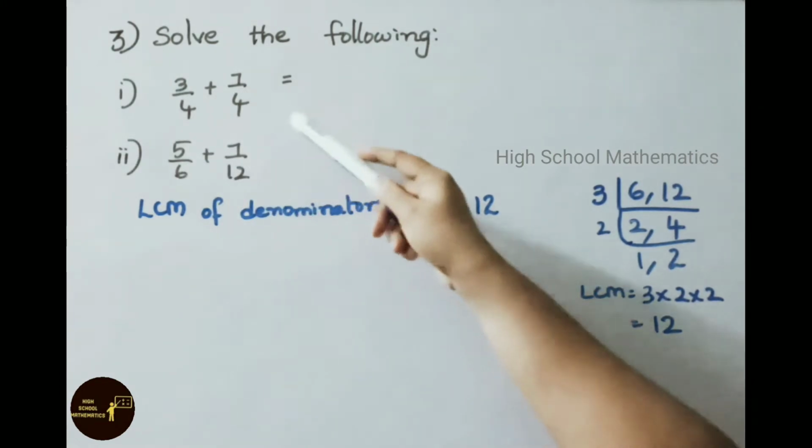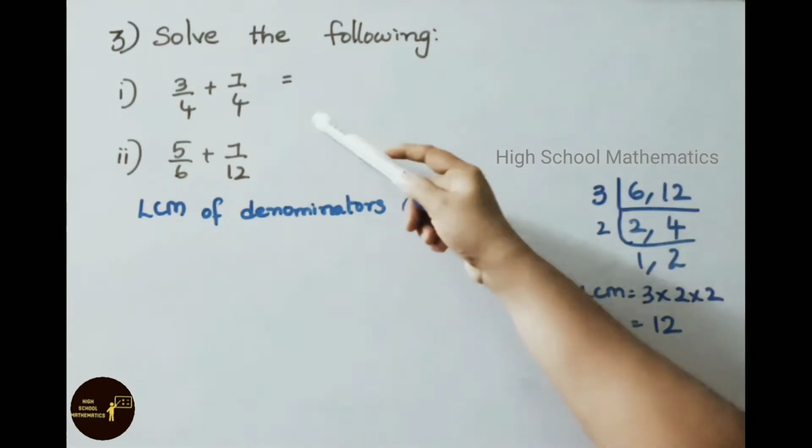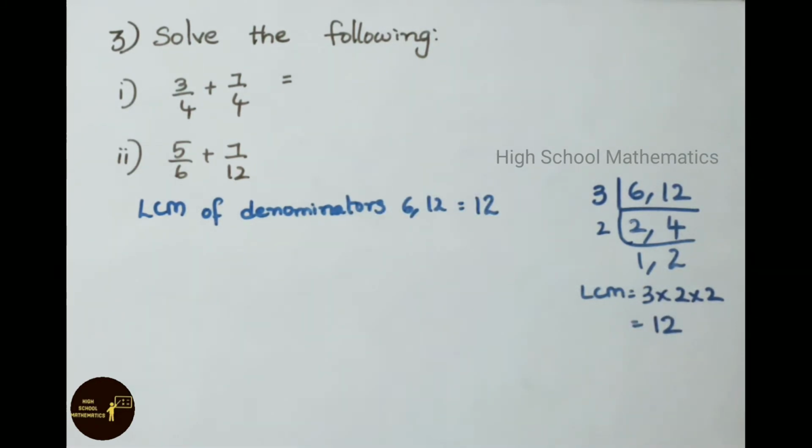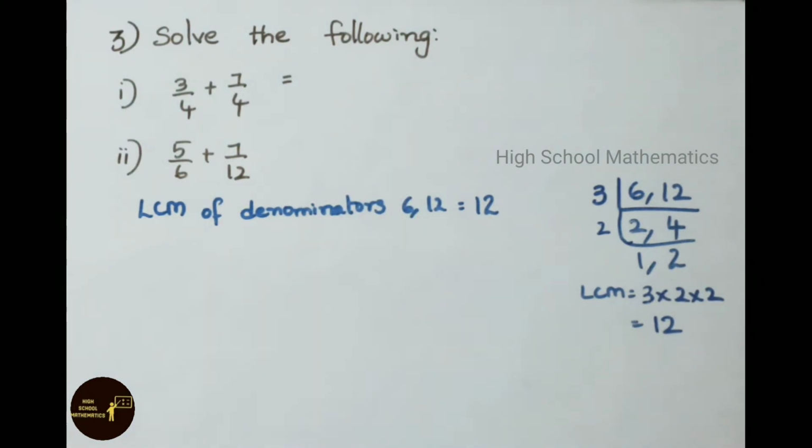First one, 3 by 4 plus 7 by 4. Whenever we have to do fractions addition, the given fractions should be like fractions. Here these two fractions have the same denominator, so these are like fractions. Now let us do addition.